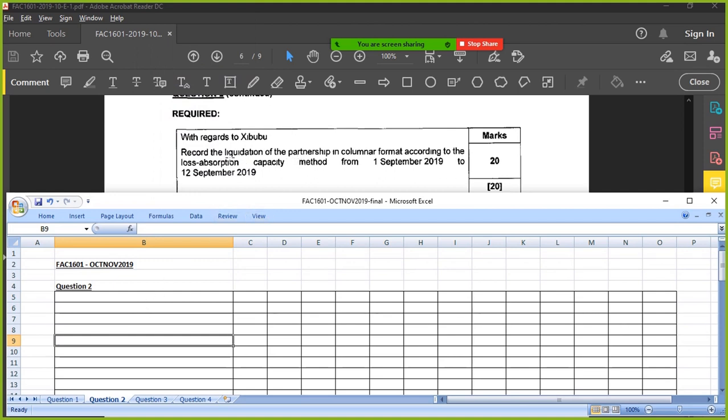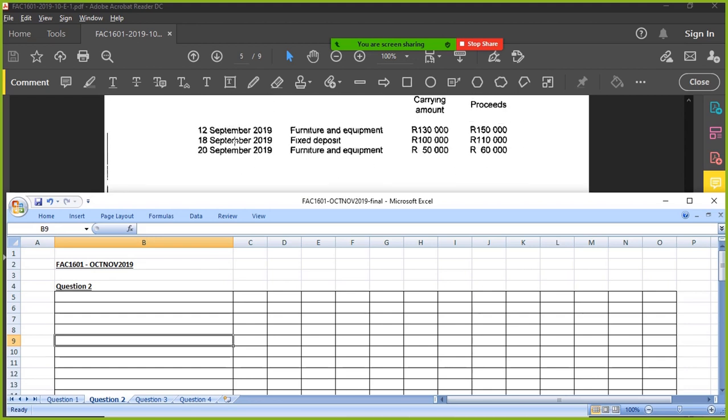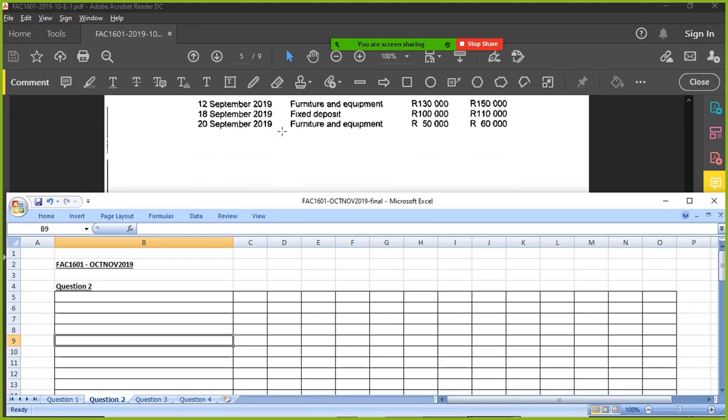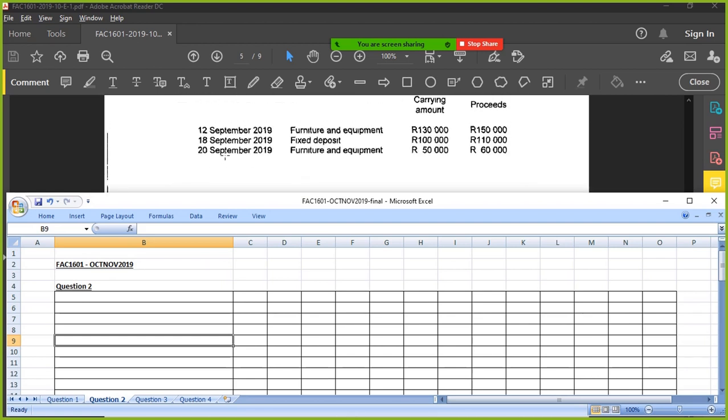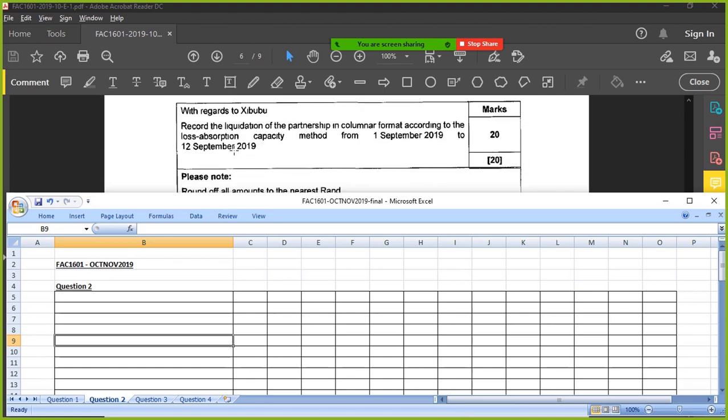Okay, so record the liquidation of the partnership in column format. They even want it in column, so if you didn't know that, they've even told you. And use the loss absorption, obviously, from September 1st to the 12th. So that's probably the sale from September 1st to the 12th. They don't want the 18th and the 20th. You can see that you've sold more assets, but they want you to stop at the 12th, according to this. You can go further if you want to, but it's not necessary for this question.